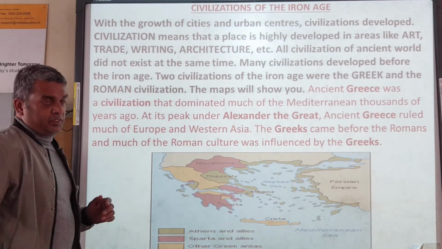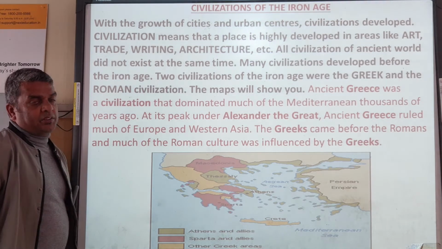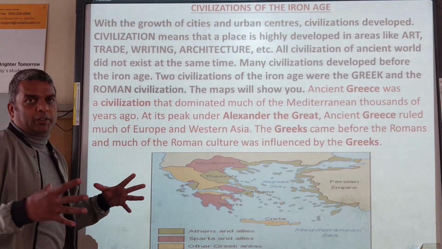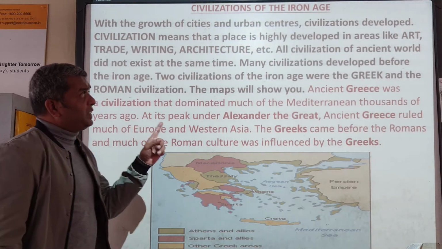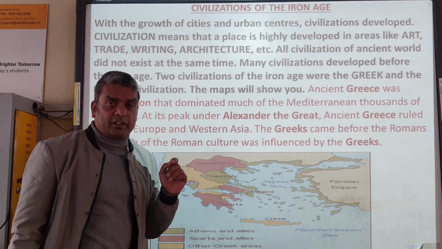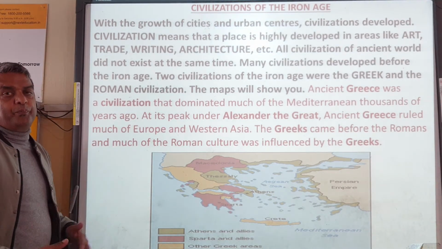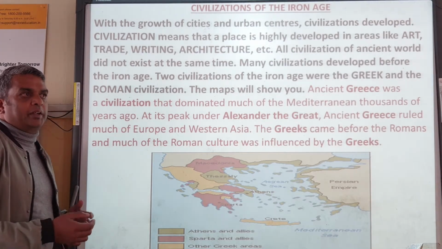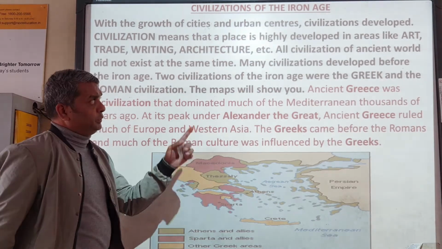Then, civilization of the Iron Age. With the growth of cities and urban centers, civilization developed. So as small villages started growing into big cities. Civilization, what does civilization mean? That a place is highly developed in areas like art, trade, writing, architecture. So when it improves, development takes place. First they started writing on walls, then now they started writing on paper. Then the buildings improved, craft improved.